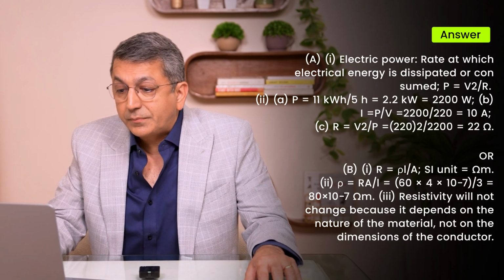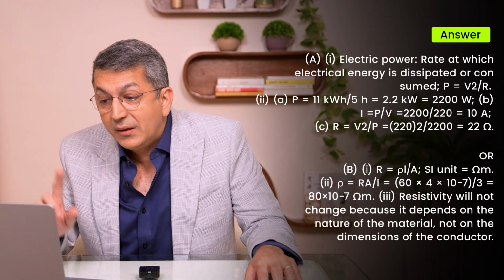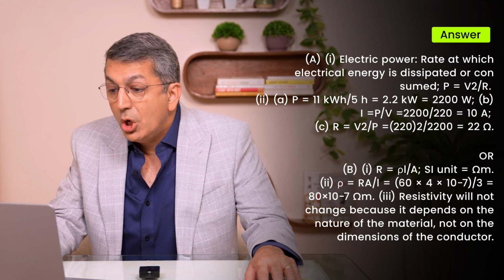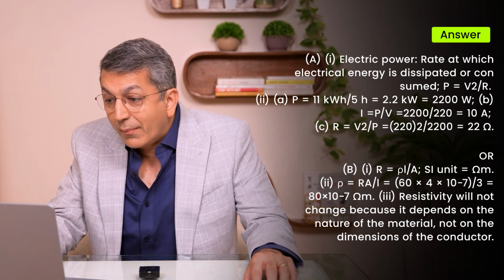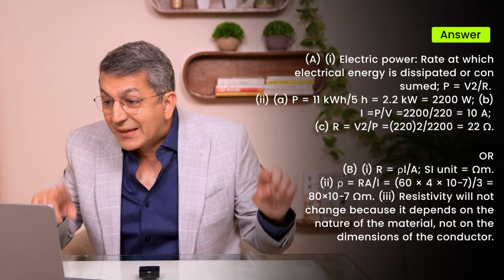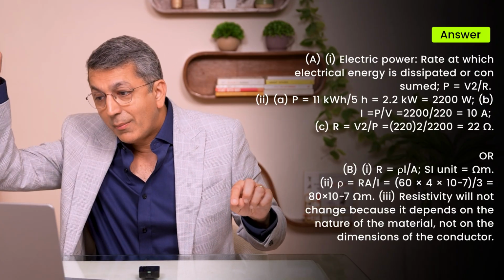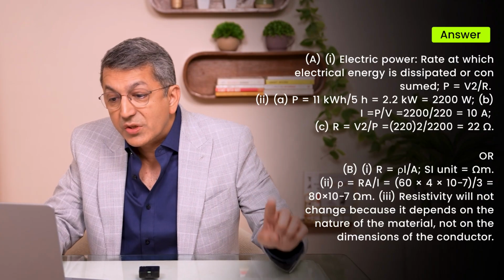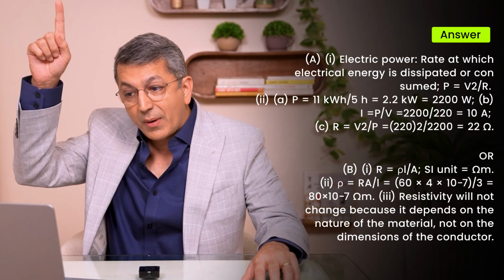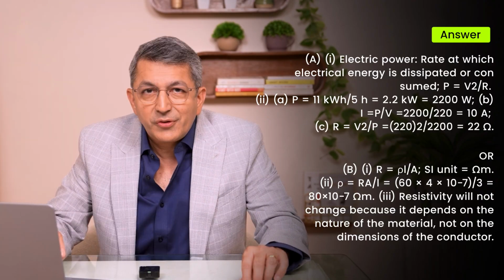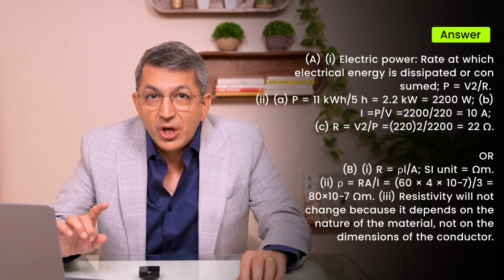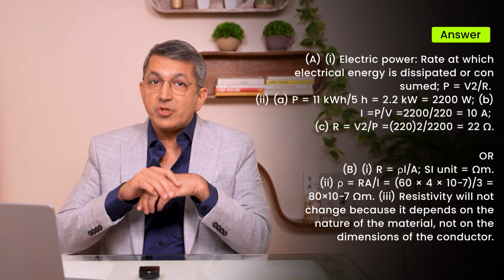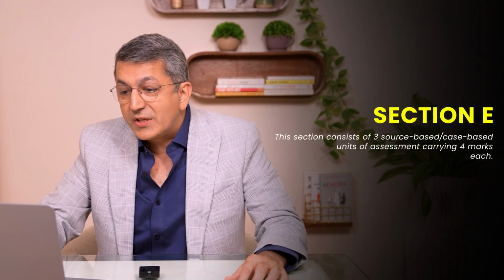B. 1. R = ρL/A. SI unit is ohm-meter. 2. ρ = RA/L = 60 × 4 × 10^-7 divided by 3, which is equal to 80 × 10^-7 ohm-meters. 3. Resistivity will not change because it depends on the nature of the material, not on the dimensions of the conductor. Let's move on to section E.